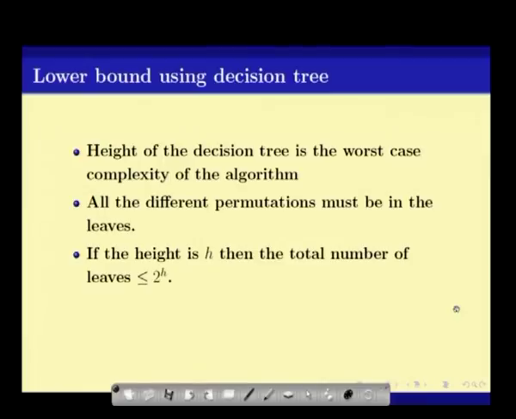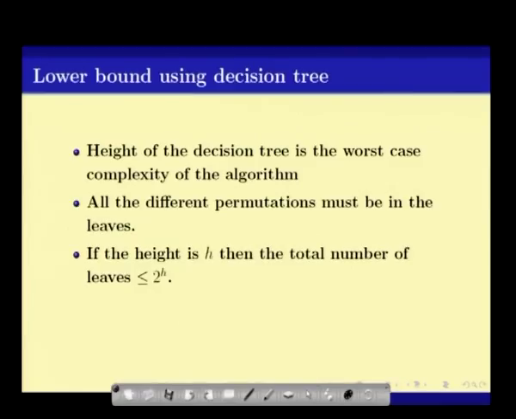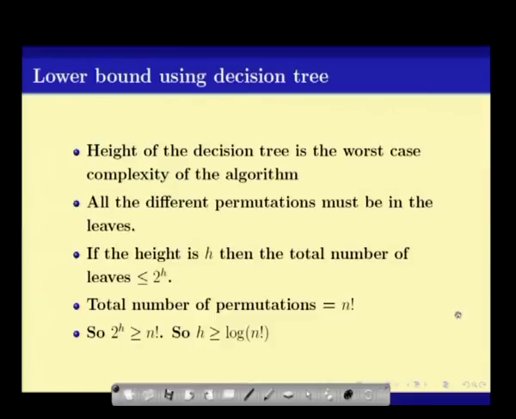Now, if I have a decision tree of height h, then what is the total number of leaves? Note that if the height is h, then at height 2 it is 2 to the power 2, which is 4. Similarly, at height h, the total number of leaves is at most 2 to the power h. The total number of permutations is n factorial. So clearly 2 to the power h must be greater than n factorial, or in other words, h must be greater than log of n factorial. Note that height h is the worst case runtime of any comparison based algorithm. So now we have h is greater than log of n factorial.